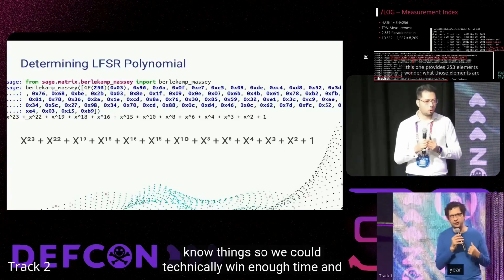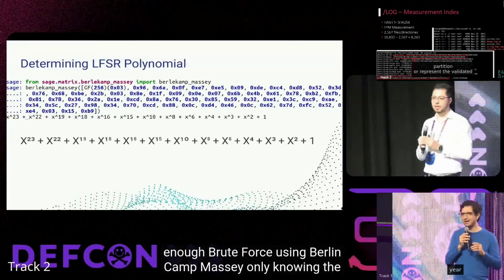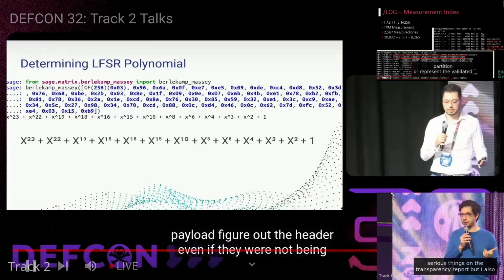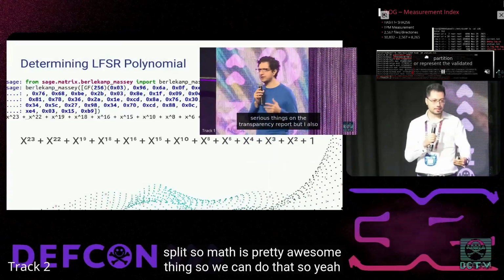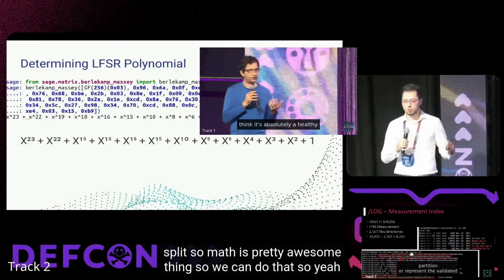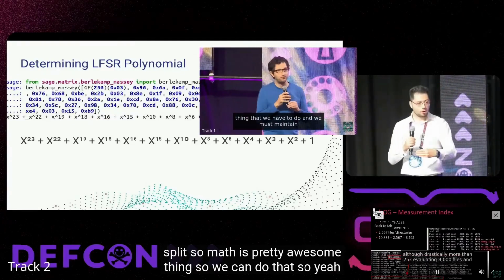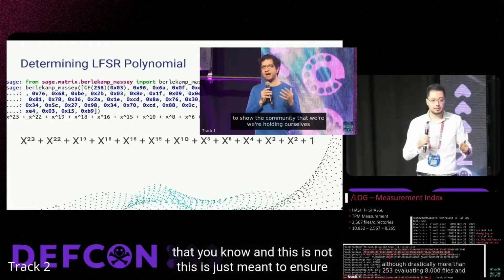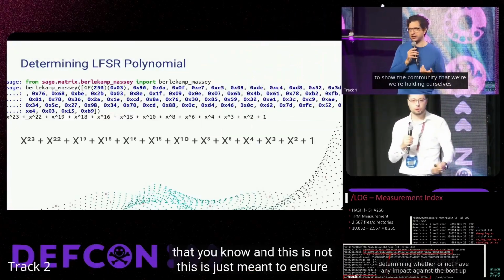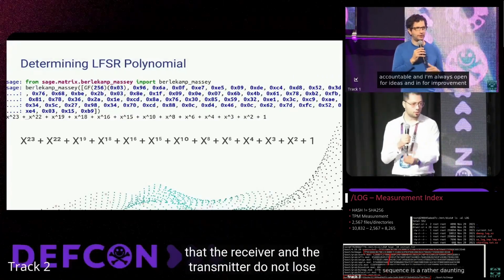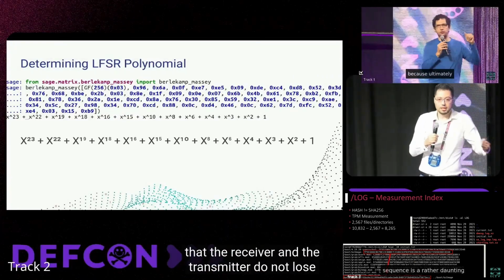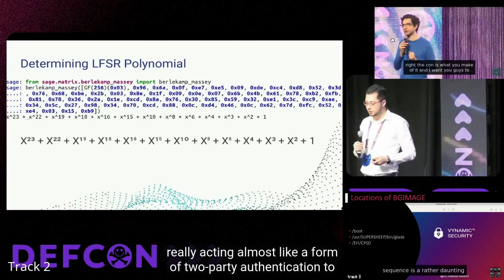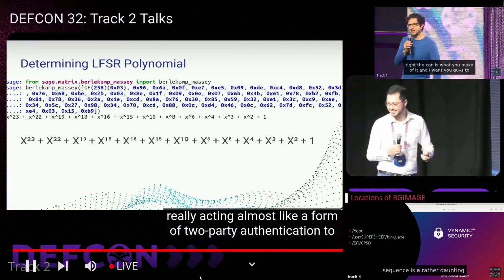But there is more to here. In case that we could not determine something like byte 1 or any other part, like we could have a very partial sequence, we could use Berlekamp-Massey and mathematical techniques to determine this polynomial and the associated sequence, even if we don't know things. So we could technically, with enough time and enough brute force, using Berlekamp-Massey, only knowing the payload, figure out the header, even if they were not being split. So math is pretty awesome thing. So we can do that.